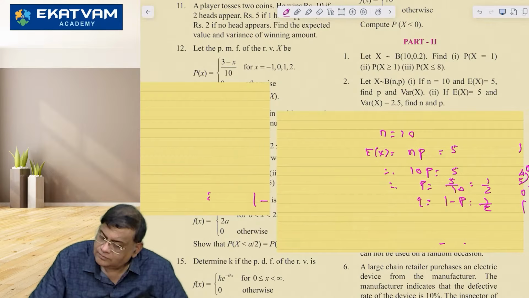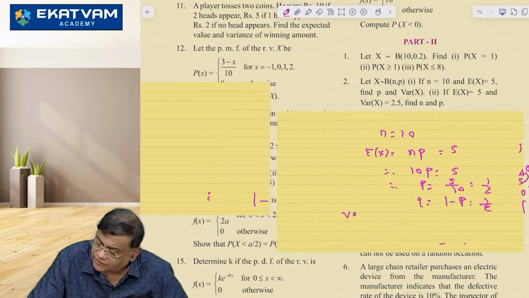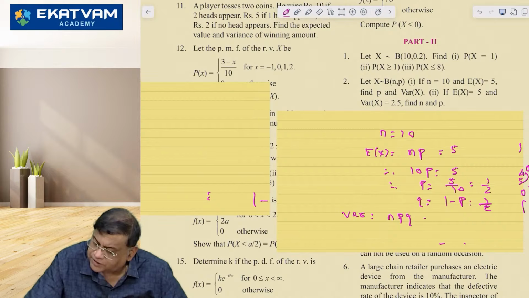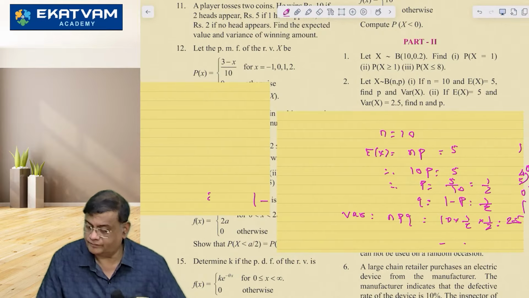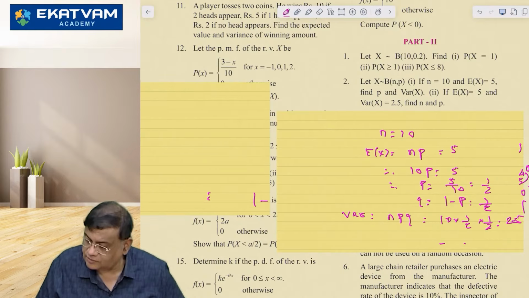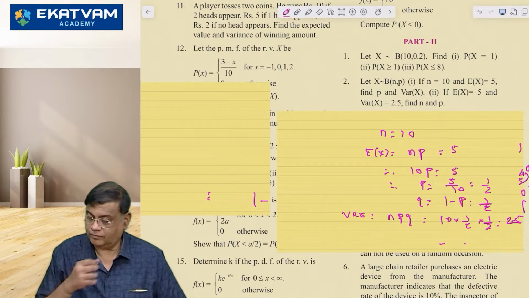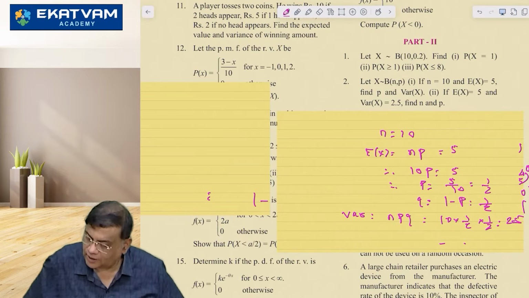अभी मेरे को वेरिएंस निकालना है, but you know for binomial distribution variance is npq. तो 10 into half which is equal to 2.5. समझा? Is that clear? तो ये पहला क्वेश्चन हो गया.